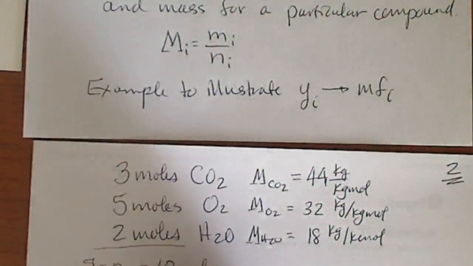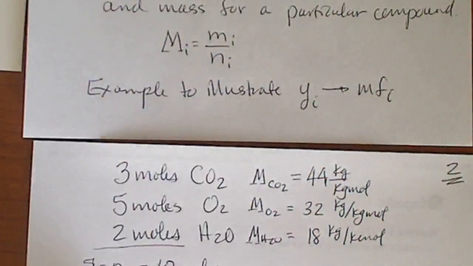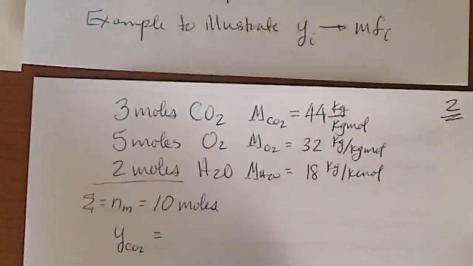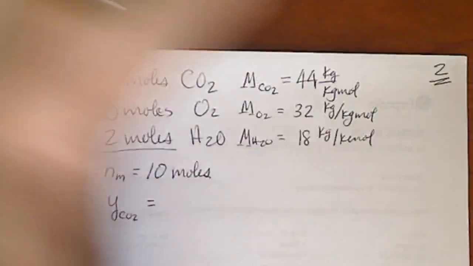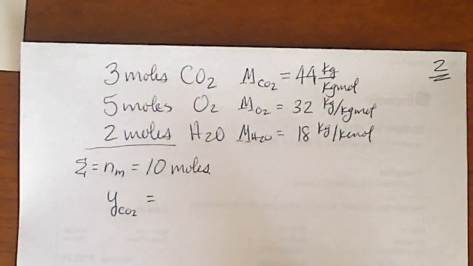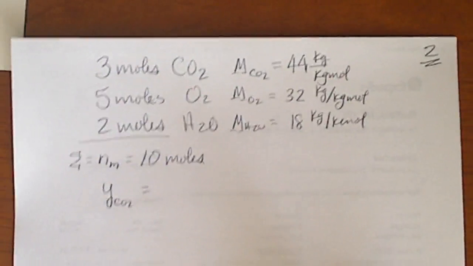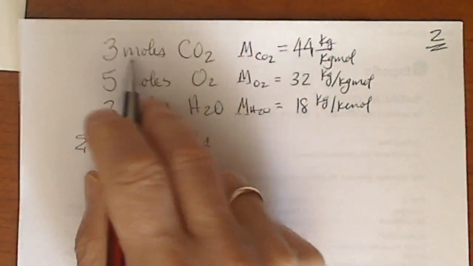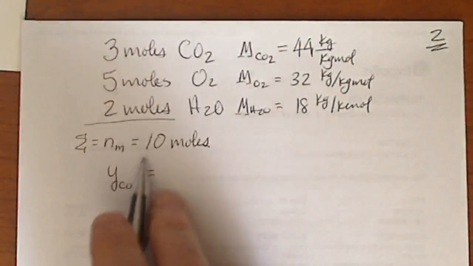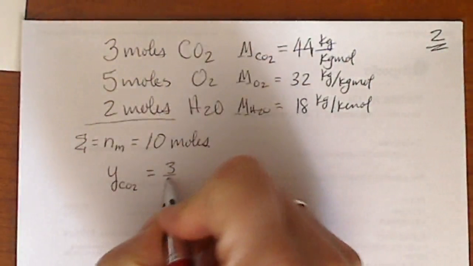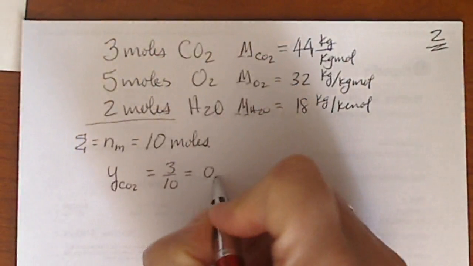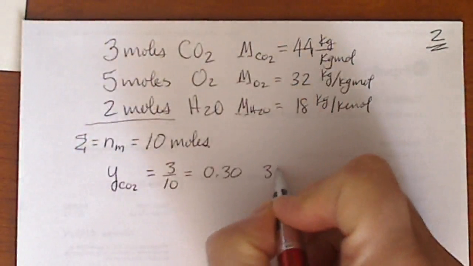Then we can write down that the Y, the mole fraction for the carbon dioxide, is just the number of moles of carbon dioxide, which is 3, divided by the total number of moles, which is 10, or 0.3, or 30%.